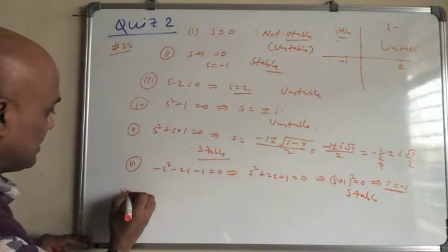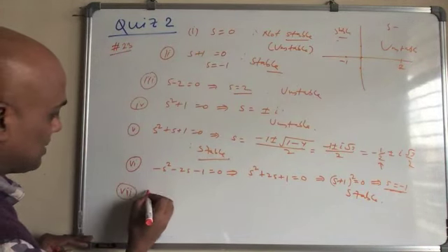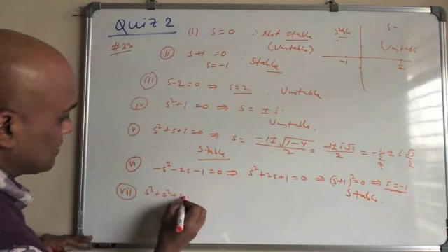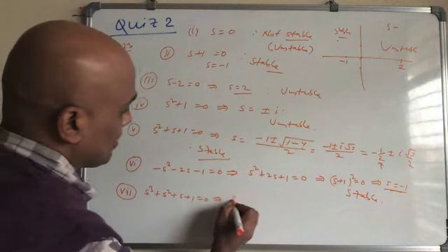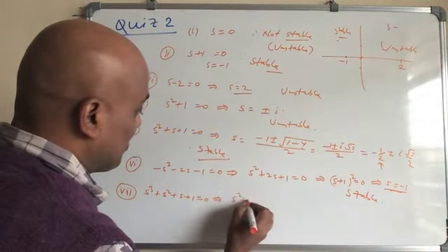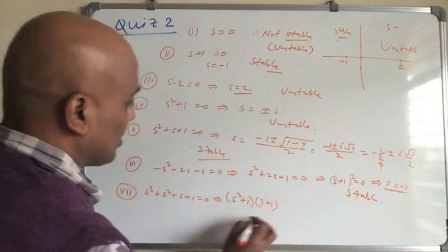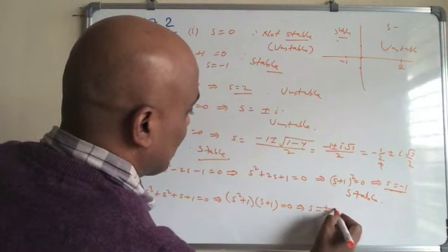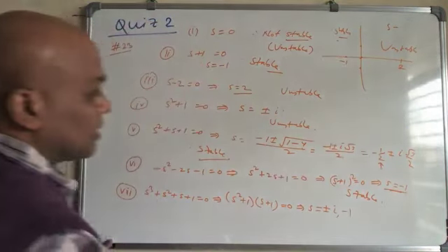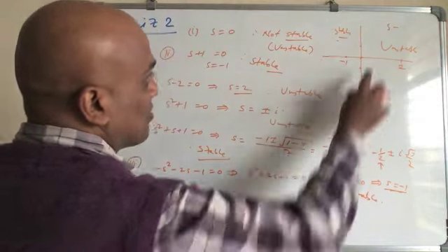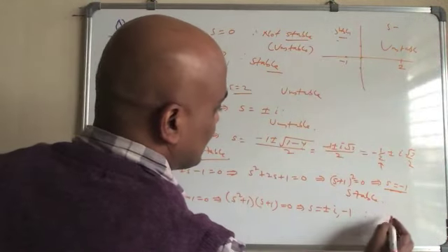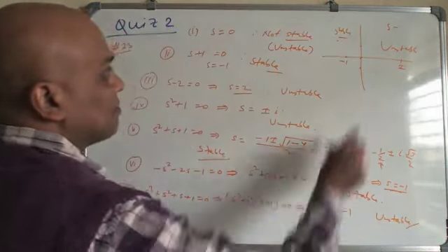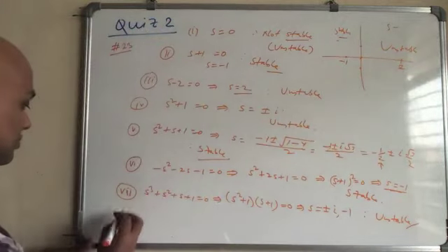Now next one is s cube plus s square plus s plus 1 equal to 0, and that really means it is actually s square plus 1 multiplied by s plus 1, right? That is equal to 0, and hence we get s equal to plus minus i and minus 1. So there are two roots which are on the imaginary axis, and hence this is unstable. Not all roots have negative real part, so unstable.